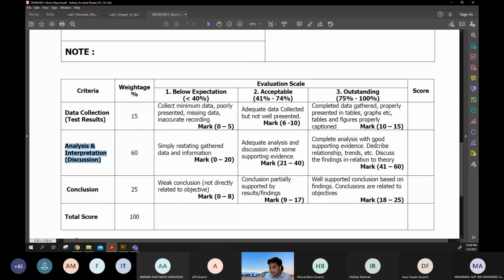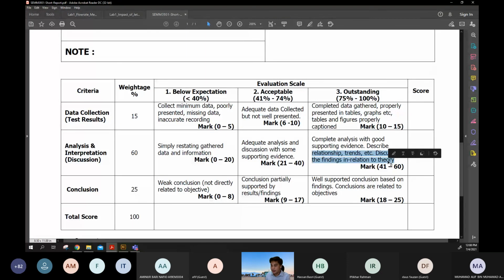Complete the analysis with good supporting evidence. This is important. If you think that the graph is increasing, why? Please give other suggestions, other researchers' discoveries, and put them inside your report. You need to have the citation. If you just simply restate what you have found, that means you get a low score. Very simple. It depends on you. Describe the relationship trend. Discuss the findings in relation to theory.